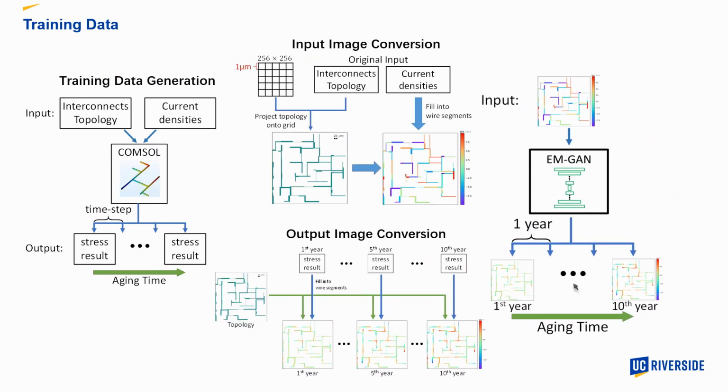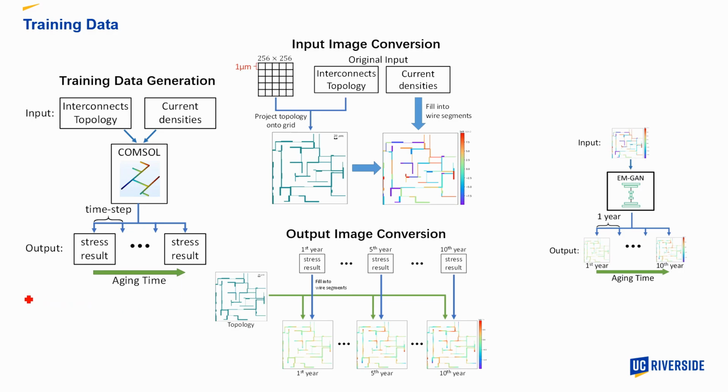Just like the other machine learning models, sufficient training data is always a must. To get the training set, we first randomly generated some interconnect topologies, and the current densities in each wire segment are also randomly produced. Both of these inputs are given to COMSOL, which is a commercial FEM solver, to produce the ground truth stress results.